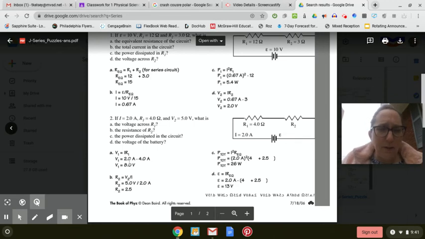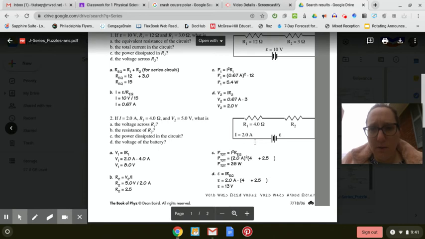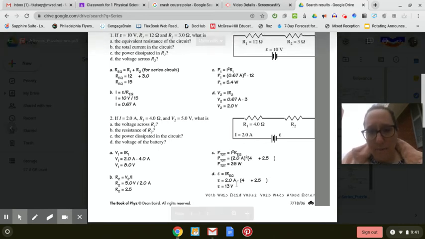Here we go. If you notice, we know what the potential is across this resistor, and we know what the potential is across the other resistor. If you add them together, you get the answer for D. Notice they did it a different way. There are about 1,000 different ways you can do these problems, and that's totally okay.